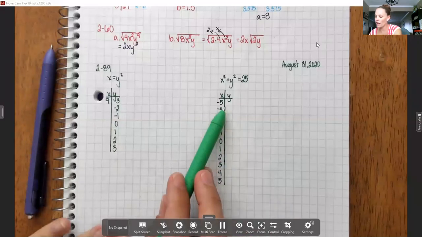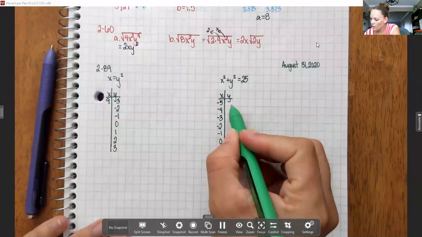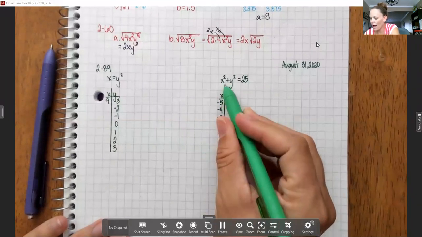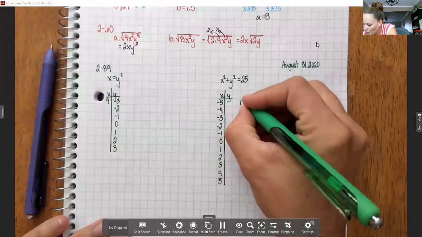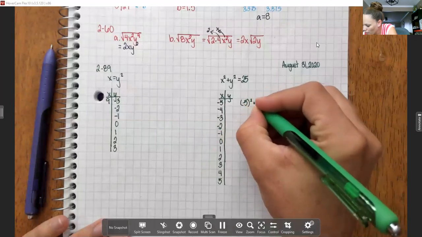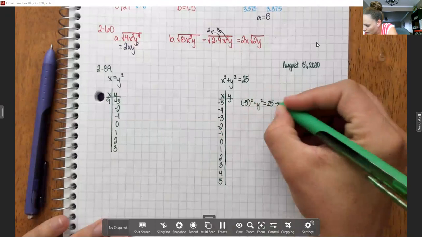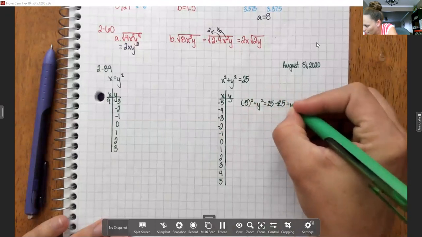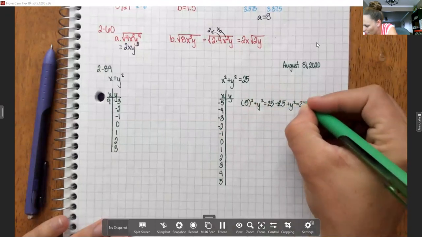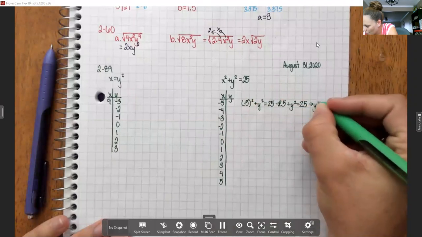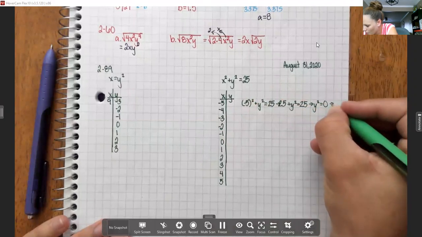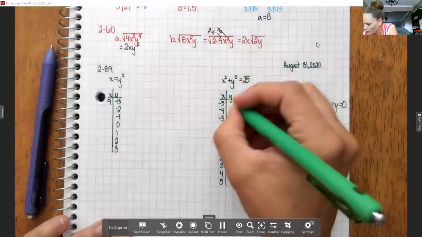And then over here, so if x is -5, so this would be -5 squared plus y squared equals 25, which gives us 25 plus y squared equals 25. So y squared equals 0, so y equals 0.